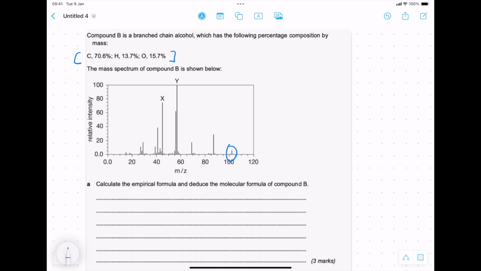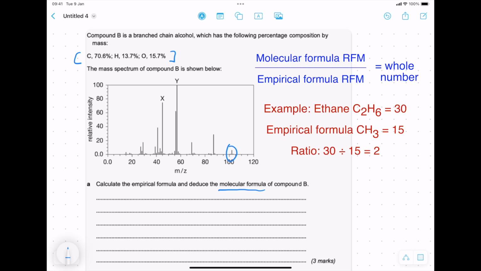Compound B is a branched chain alcohol, which has the following percentage composition. Calculate the empirical formula and deduce the molecular formula of compound B. The empirical formula is the simplest whole number ratio of each atom within a molecule. Its relationship to the molecular formula is that once you add up the RFM of the empirical formula, it will divide a whole number of times into the molecular formula, which will tell you the molecular formula. So let's see what that looks like.